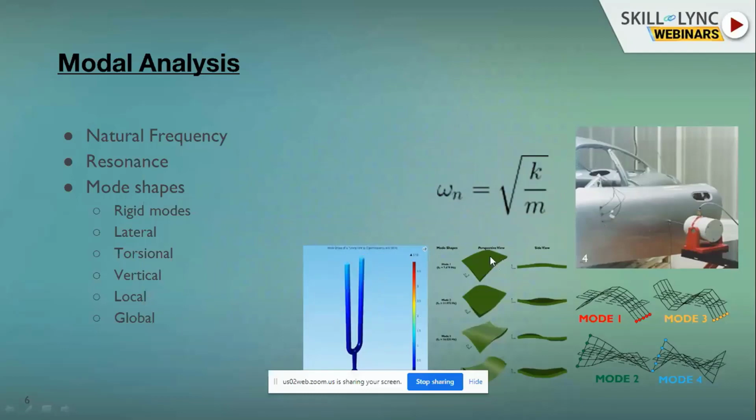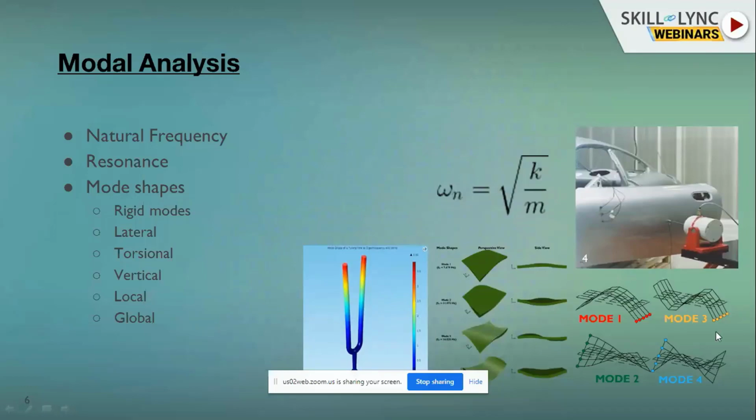So let us quickly try to understand what these different mode shapes are and how they help us. If you can see here, a plate has been subjected to a free modal analysis, and these are the different mode shapes which the plate will undergo at different natural frequencies. If you plot each of them, those are called modes. And the mode shapes will help the engineer to understand the behavior of the system better.